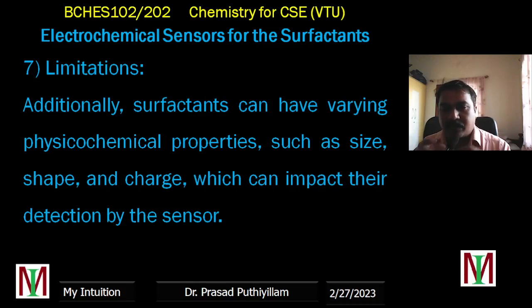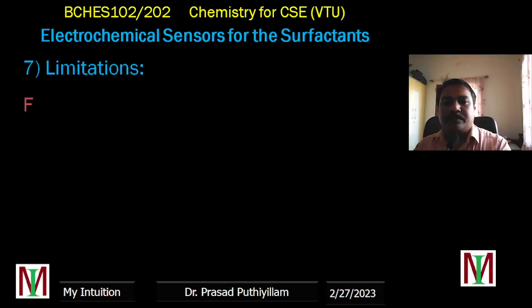When different sizes come, how will the sensor adjust? When different shaped molecules come, how does the device adjust? Or based on the number of charges. Okay, surfactants have positive and negative charges present. Now, based on the charges also, the sensor has to adjust and should give accurate results.